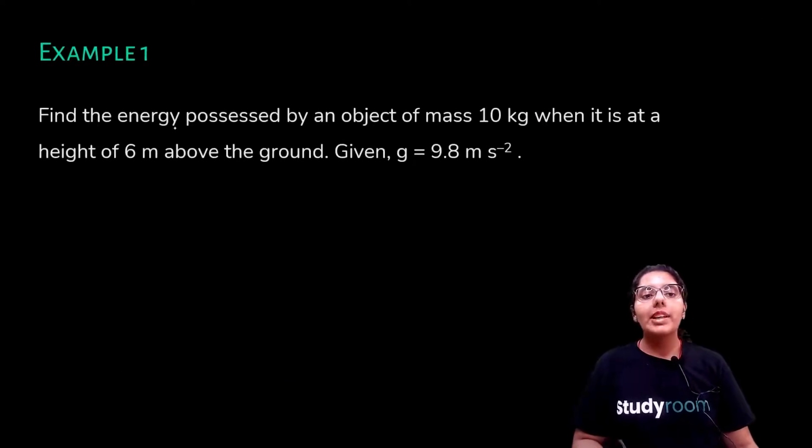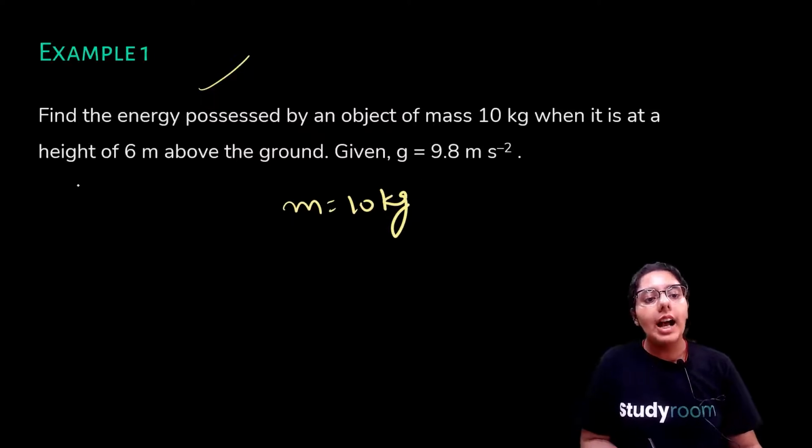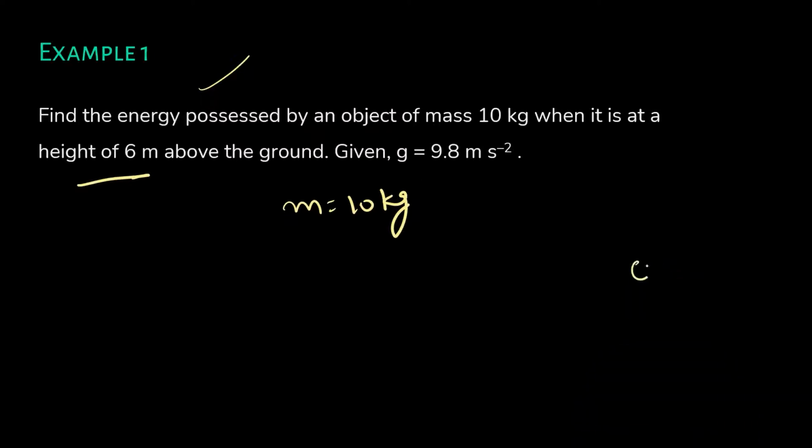So let's quickly do one question. Find the energy possessed by an object of mass 10 kg when it is at a height of 6 meters above the ground. When we are talking about height, we are talking about stored energy, potential energy, right? We will be calculating potential energy in this case. When we were talking about motion and a moving car, we were talking about kinetic energy. So let's quickly calculate the potential energy.